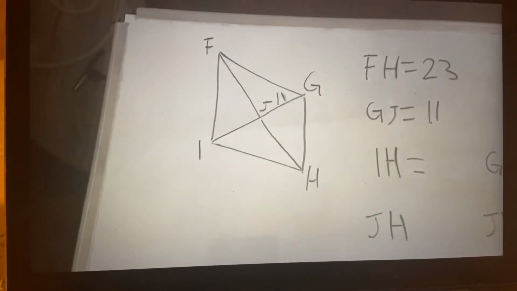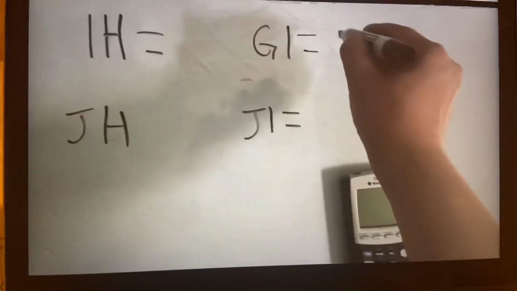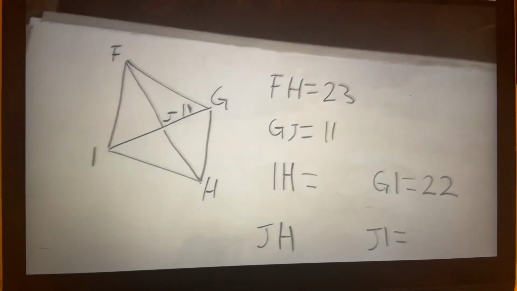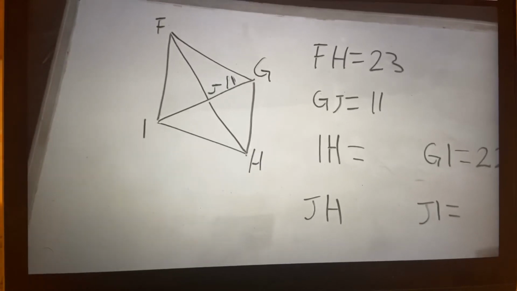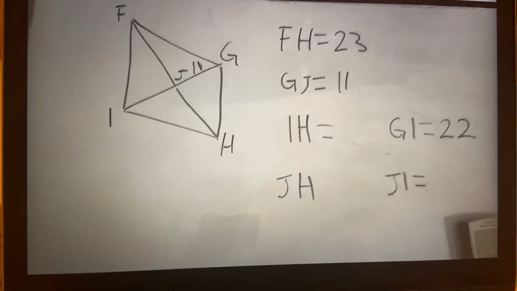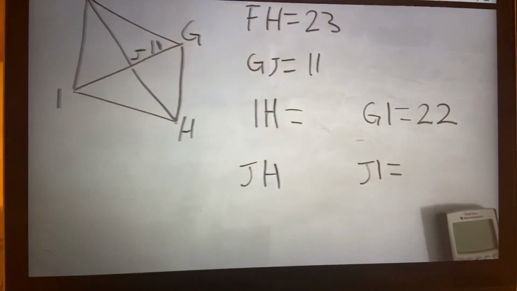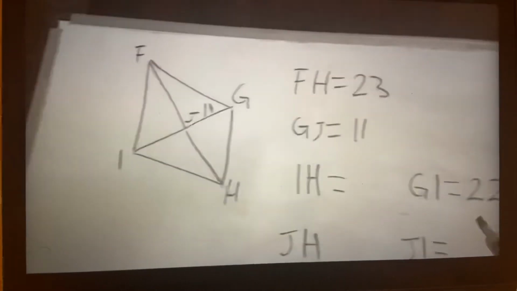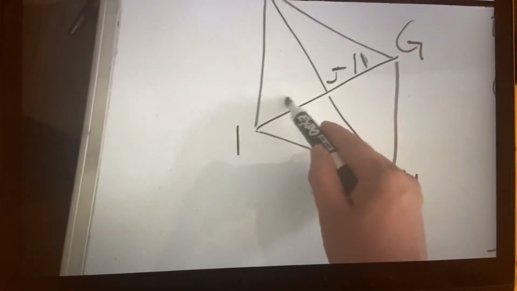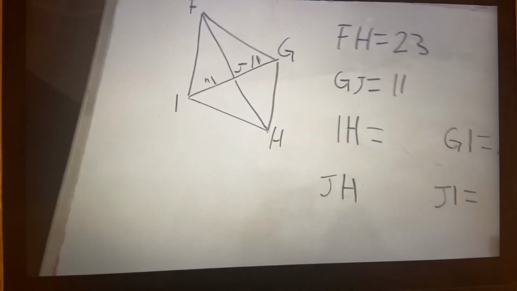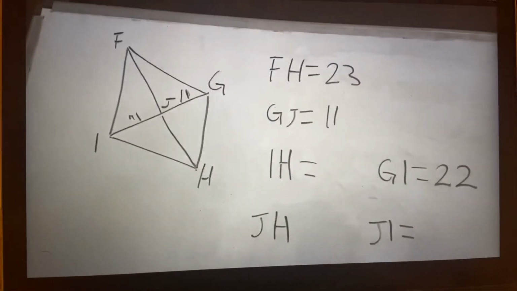Knowing GJ is 11, what can GI be? That's right, GI is 22. Since this is a parallelogram, we know diagonals bisect each other. We're good there. A characteristic of a parallelogram is that diagonals bisect each other. This and this is also 11, which adds up to 22.